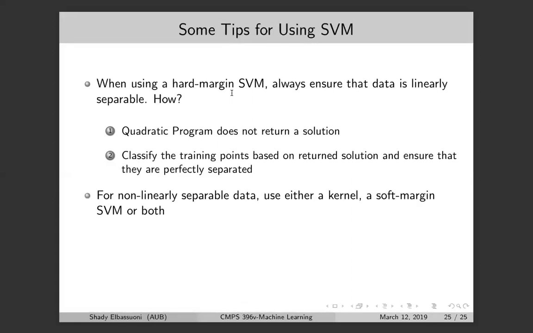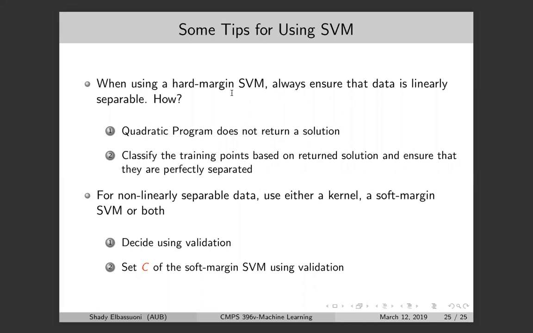So for non-linearly separable data, you use either a kernel or a soft margin SVM or both. You decide using validation, and set the C, the value of the soft margin SVM, using validation as well. This is a very important hyperparameter. In the library, you will have only soft margin SVM, so you have to set a value for C. You can set it very large if you want to do hard margin SVM. You can try reasonable values if you want to do soft margin, and you try different values of C. You can combine soft margin with a kernel and see how it performs, basically on validation data as well.